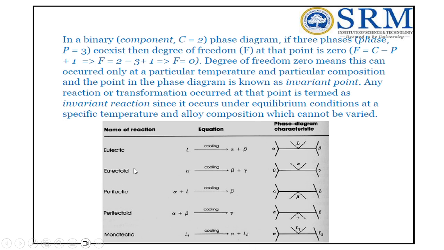You can see the phase diagrams can be classified. One phase diagram we have discussed is called an isomorphous phase diagram, where two metals are completely soluble in both the solid and the liquid state. Then there is another diagram which is called a eutectic diagram.